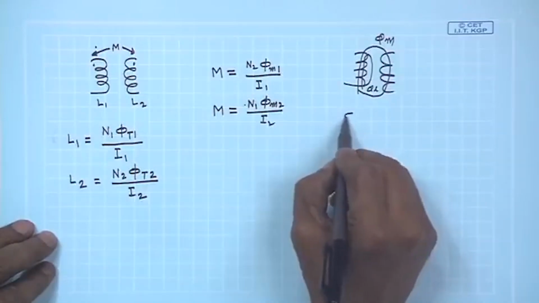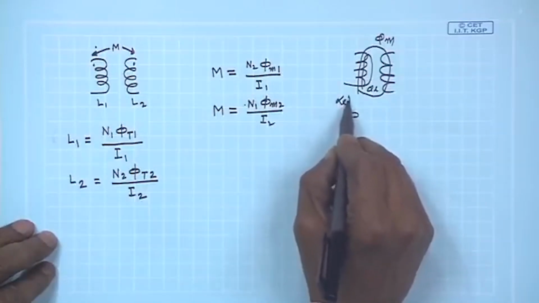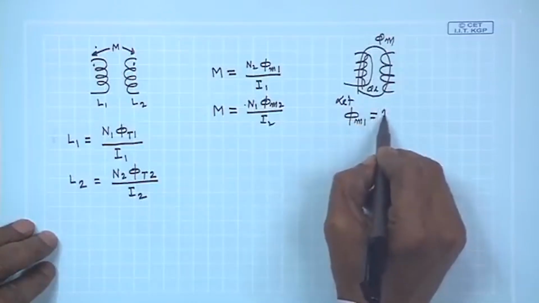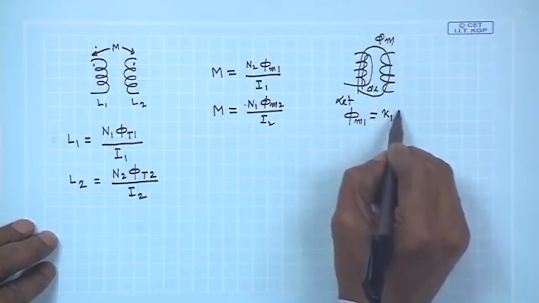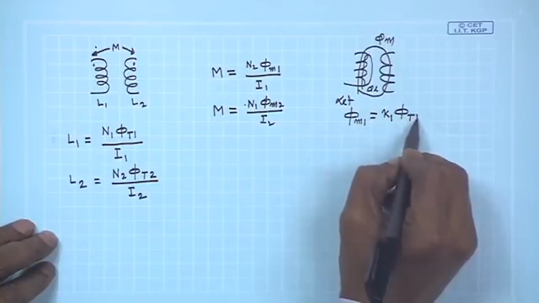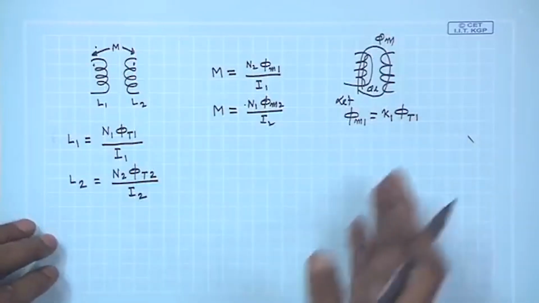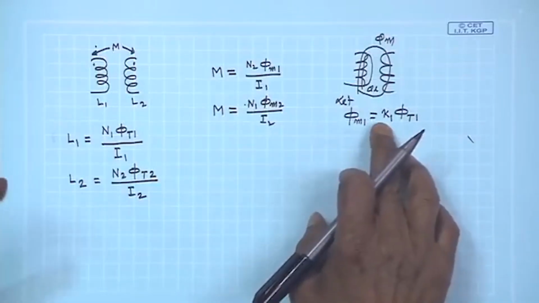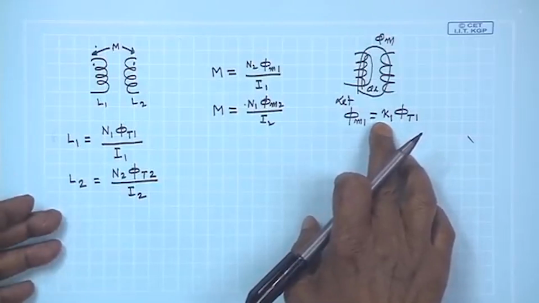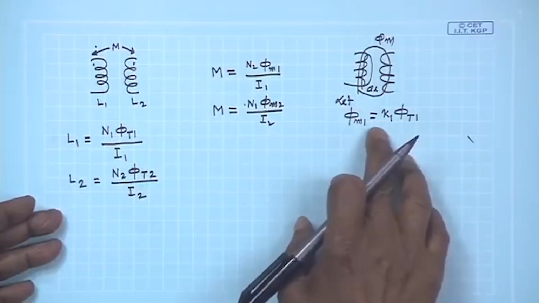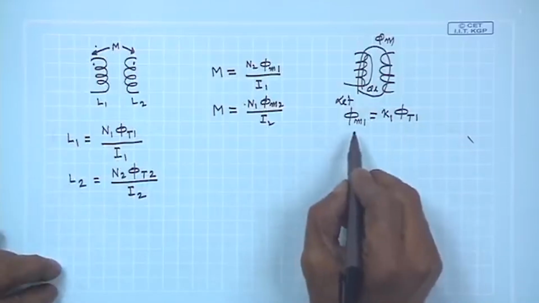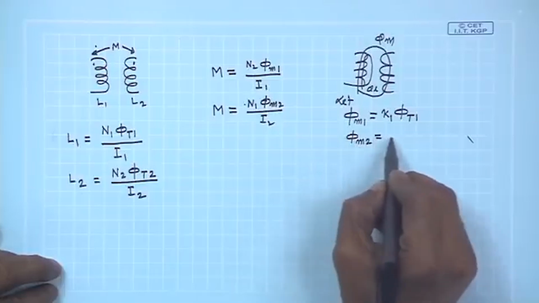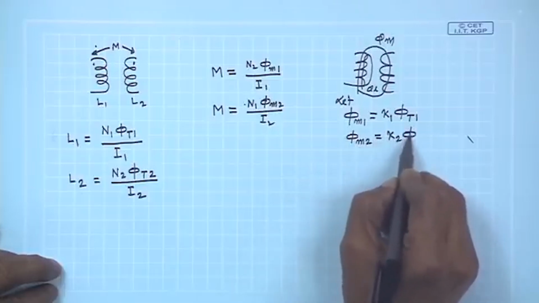can be expressed, suppose let phi M1 be K1 into phi T1. Out of the total flux, what percentage is your mutual flux? For a transformer, it could be 98%, 97% of the total flux; leakage flux is little. So, K1 represents that. Similarly, phi M2 is K2 into phi T2.